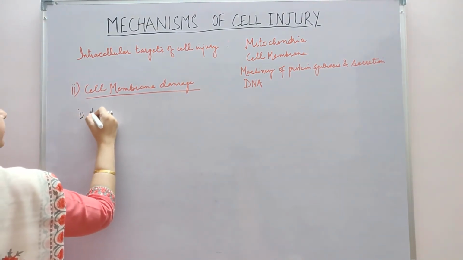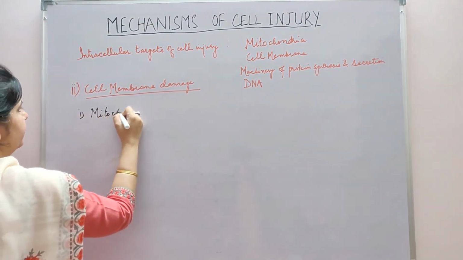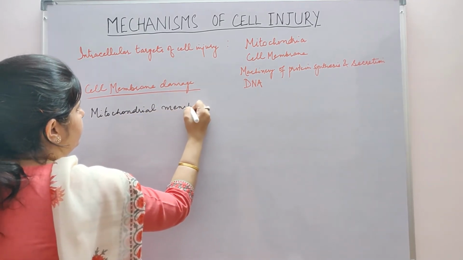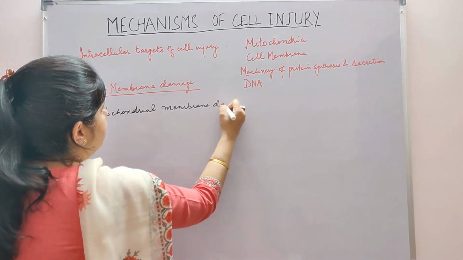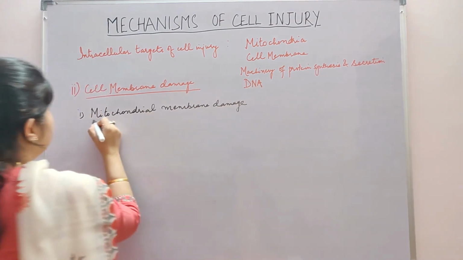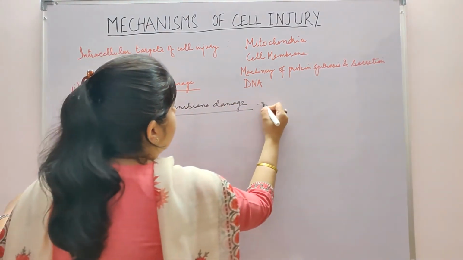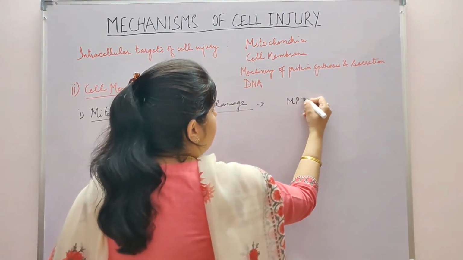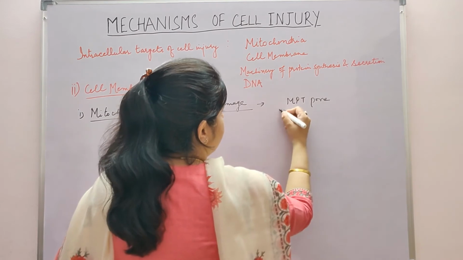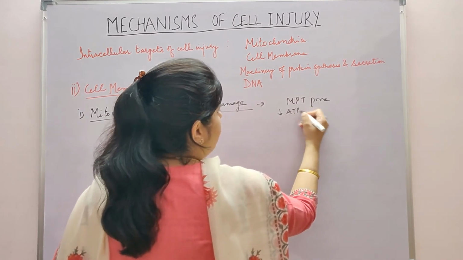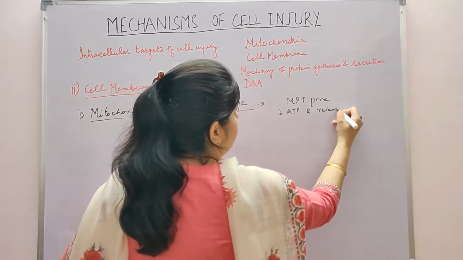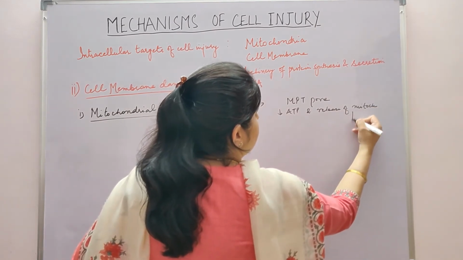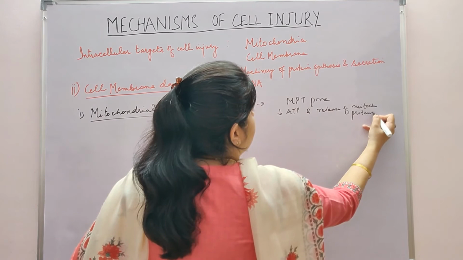Mitochondrial membrane damage will lead to formation of the mitochondrial permeability transition pore, which will lead to depletion of ATP and release of mitochondrial proteins into the cell.